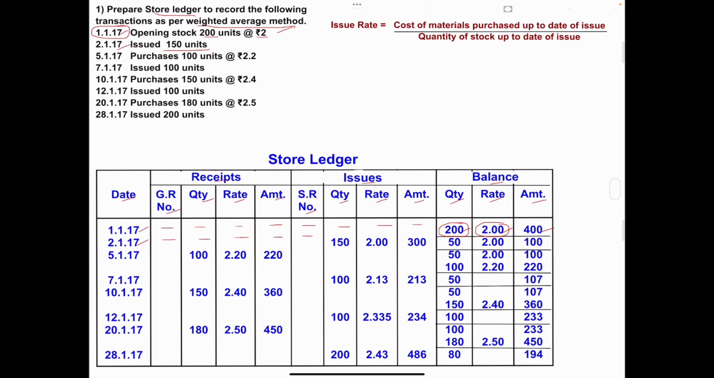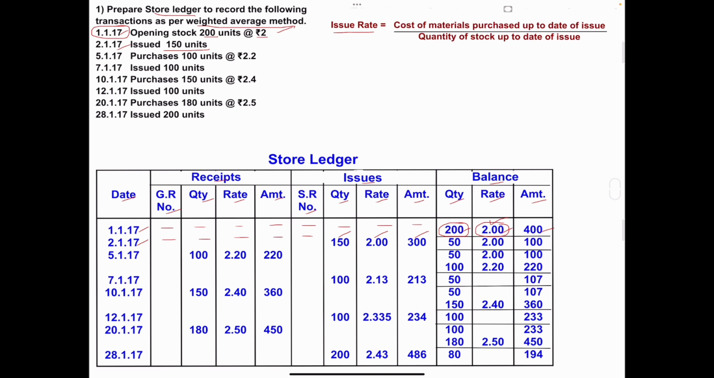In balance, they have a single stock, so there is no need to calculate the rate per unit. Directly we can issue 150 units and take this rate per unit, that is rupees 2. If you have more than one stock, then you have to calculate the rate per unit by taking the issue rate formula. For now, we'll issue 150 units. In the issues column, write the number of units issued, 150 units. Rate per unit, we'll take this 2. 150 into 2, amount is 300.